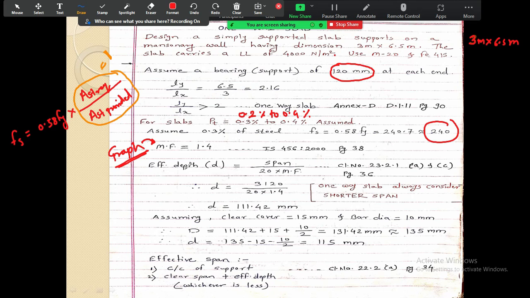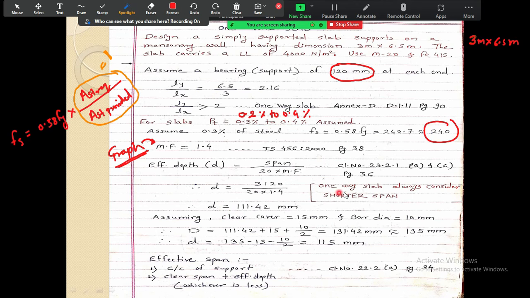Now after this we have used the formula for effective depth. So d is equal to span divided by 20 into modification factor. Again, this span by 20 comes from considering the deflection. This comes from this clause, which is specified here on page number 36. If you put all the values, you will get the depth. So this is small d, that is the effective depth.